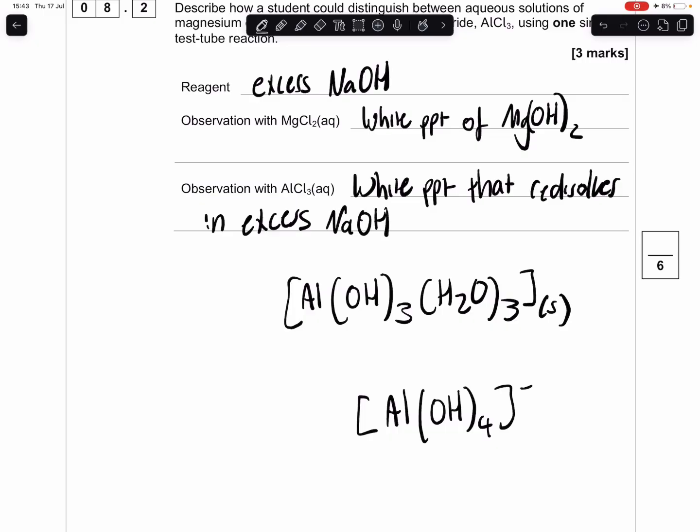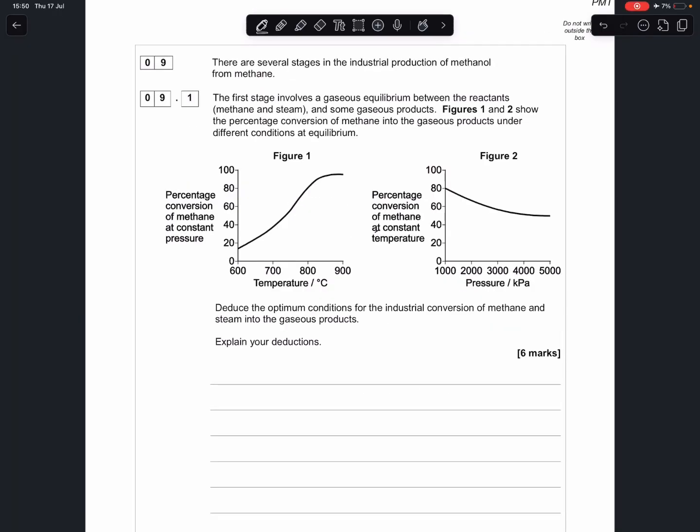sodium hydroxide. There are several stages in the industrial production of methanol from methane. The first stage involves a gaseous equilibrium between the reactants methane and steam and some gaseous products. Figures 1 and 2 show the percentage conversion of methane into the gaseous products under different conditions at equilibrium.